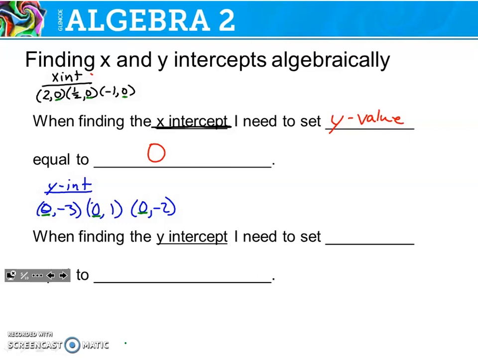So when we are trying to find our y-intercept, we need to set our x value equal to 0. Okay, and that is the pattern that we will use to find x-intercepts. That's the pattern we will use to find y-intercepts.